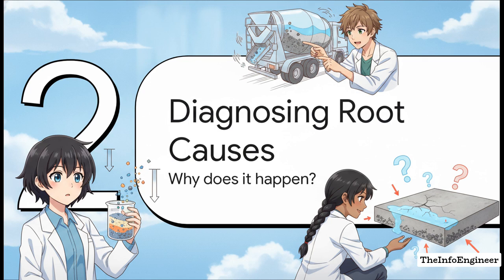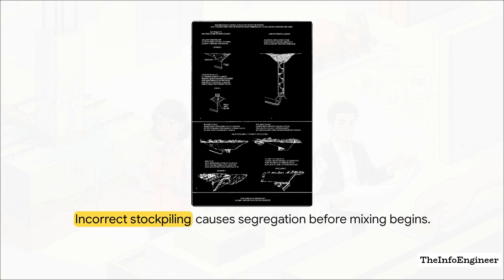Why does this actually happen? You know, a lot of times segregation starts before the concrete is even mixed. Incorrect stockpiling methods are a huge culprit. If you're dropping aggregate from a really high conveyor belt without using a rock ladder, or if you're building piles radially, those larger rocks inevitably just roll right down the sides of the pile. Bam! You've got segregation in your aggregate fractions before a single drop of water is even added. Plus, if you don't protect those piles, the wind will just blow your finer particles right away.